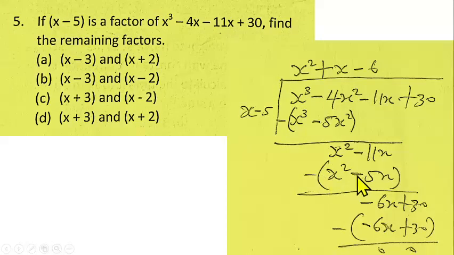This one becomes minus, this one becomes plus. So x squared minus x squared gives us 0. Minus 11x plus 5x gives us minus 6x. Then plus 30 will come down. So you have minus 6x plus 30.